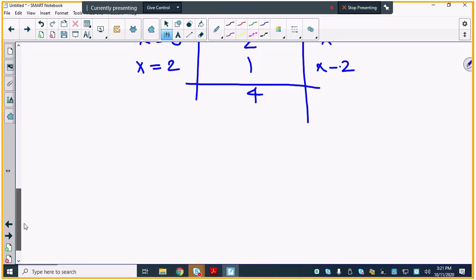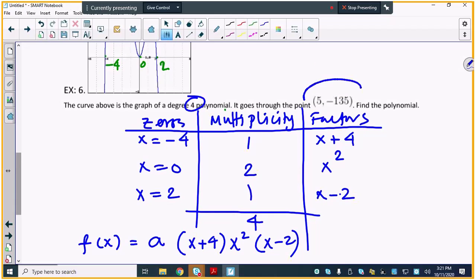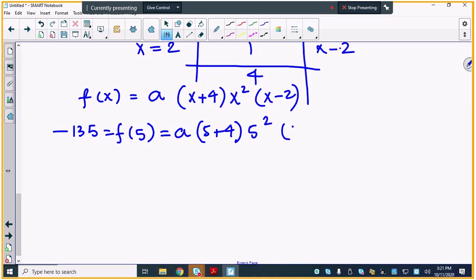So now you can write what the form of f(x) is going to be. It's the leading coefficient a times the factor x plus 4 times the factor x squared times the factor x minus 2. I want to know how much a is. To find it, I'm going to use the other information given, that the graph of the polynomial goes to the point (5, -135). So when the input is 5, the output must be -135. So the output is f(5), which when you replace x by 5, you get (5 plus 4) times 5 squared times (5 minus 2).